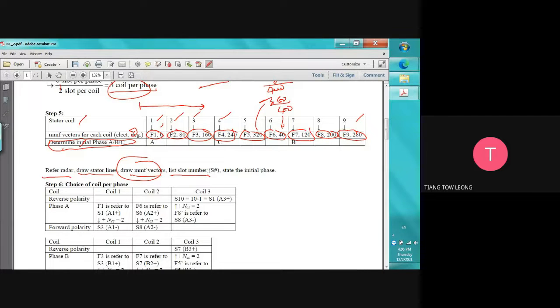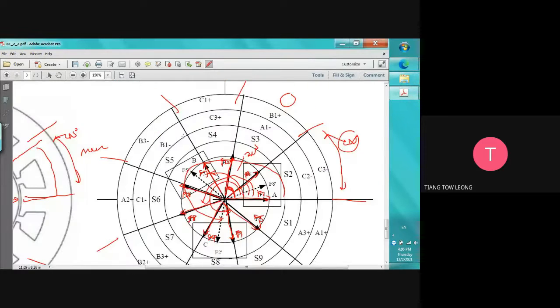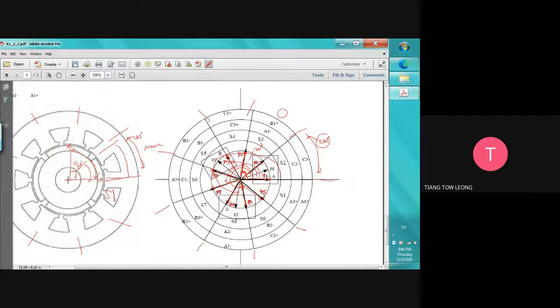After that, we need to list the number of slot. So usually I start from here, slot 1. So S1, S2, S3, S4, which means the total here is slot number 4. So S5, total here is S5, S6, this section is called S6, S7, all section is S7, S8, S9, everything is here.